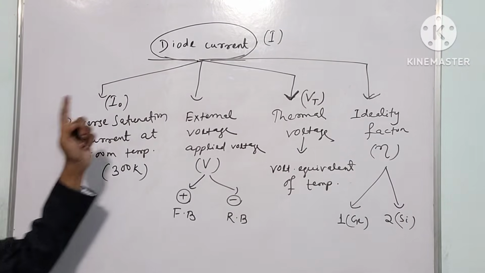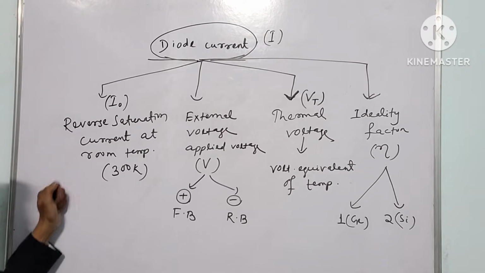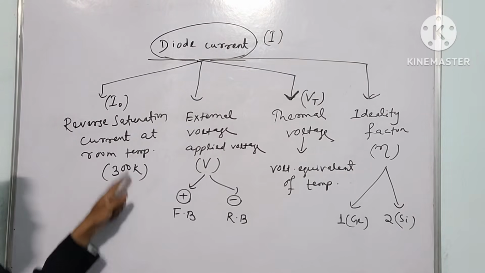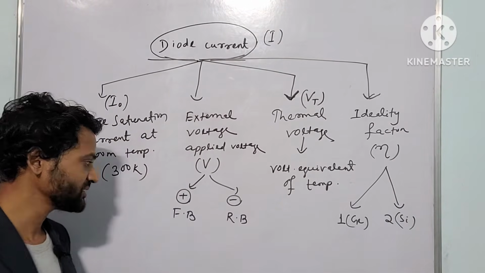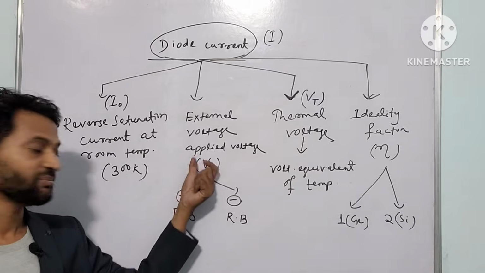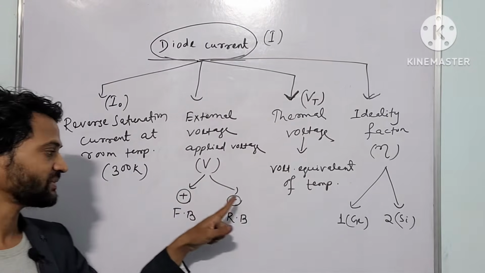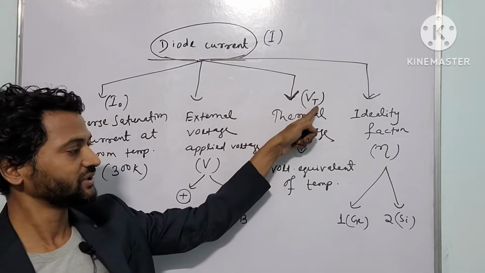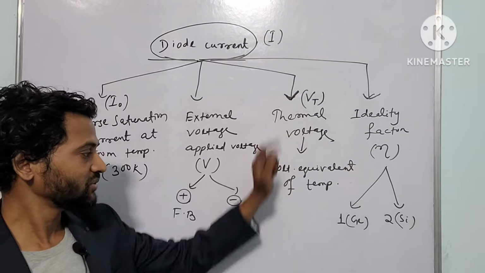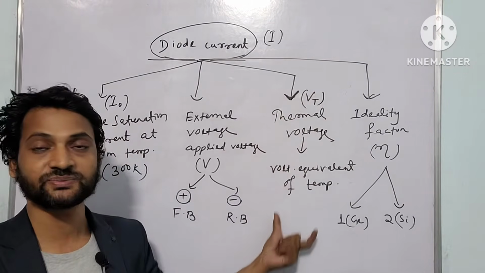Again I repeat, diode current depends on 4 factors. First is the reverse saturation current at room temperature, which is I naught. Second is the external or applied voltage V. It may be forward bias or reverse bias. If forward bias, V will be positive; if reverse bias, V will be negative. And it depends on the thermal voltage Vt, the voltage equivalent of temperature, which also has its own expression.